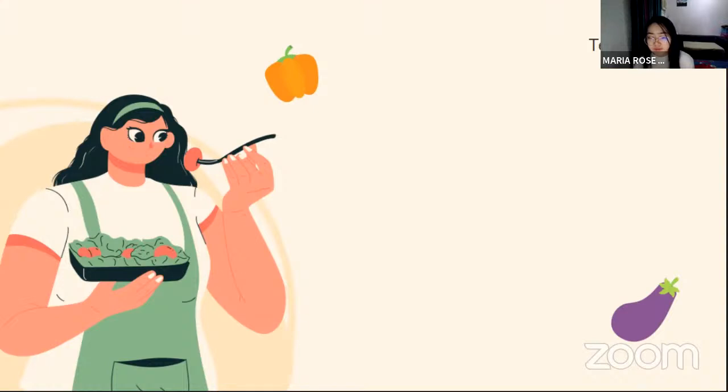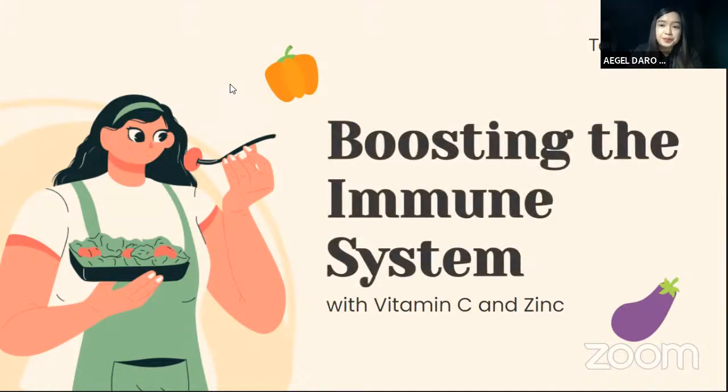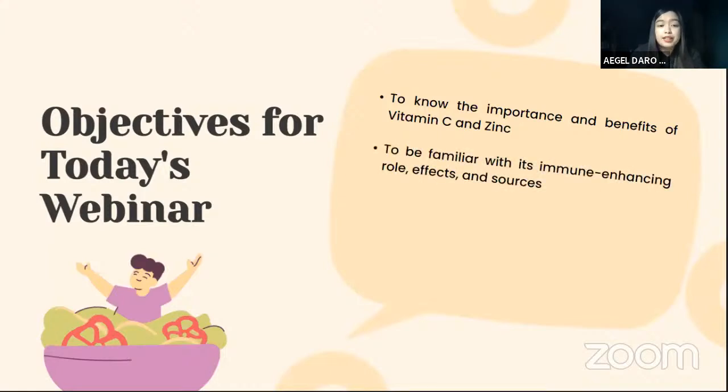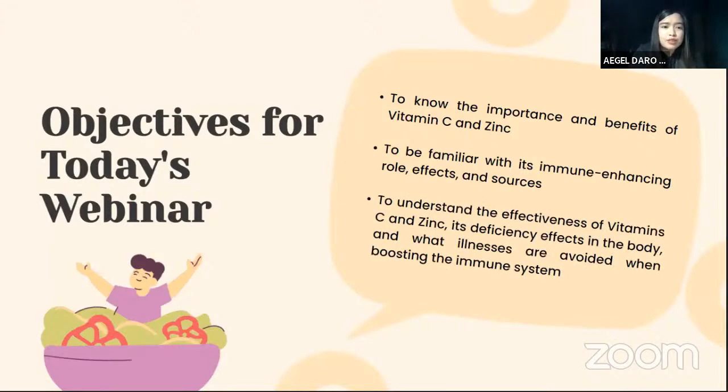Good evening, everyone. We are from Team 4NH, and today our webinar is all about boosting the immune system with vitamin C and zinc. Before we start, it is important to be aware of our objectives for tonight. First is to know the importance and benefits of vitamin C and zinc. Second is to be familiar with their immunity-enhancing role, effects, and sources. Lastly, this webinar is intended for the audience to understand the effectiveness of vitamin C and zinc, their deficiency effects in the body, and what illnesses are avoided when boosting the immune system.